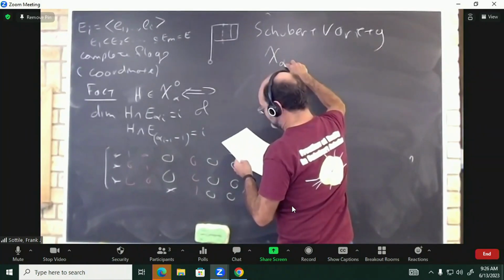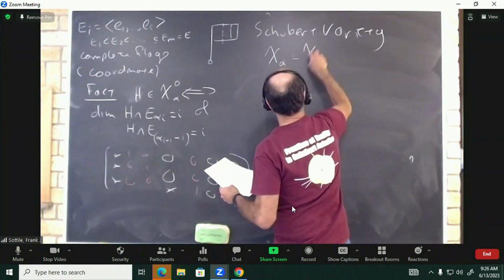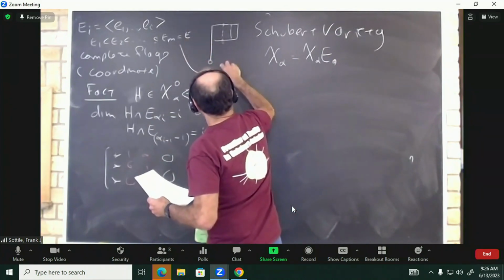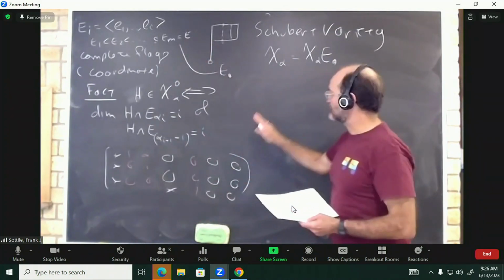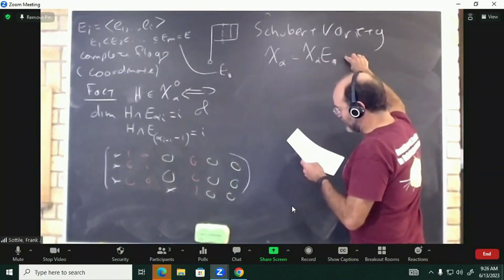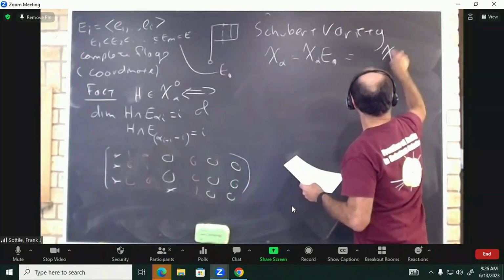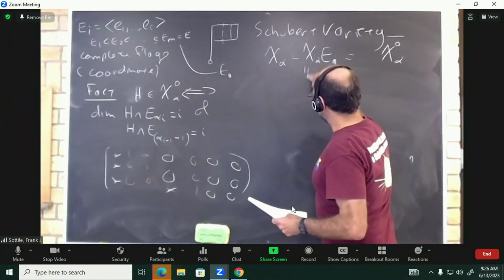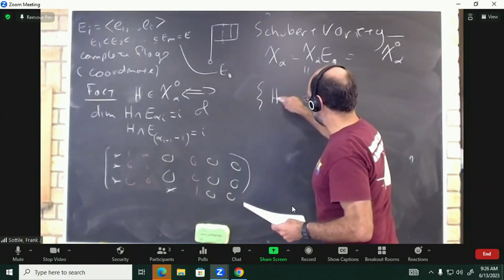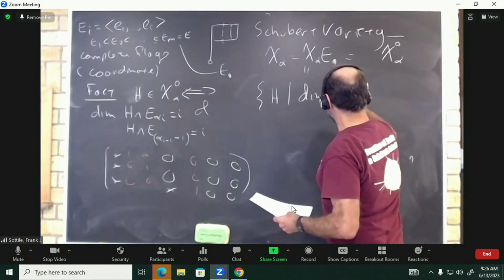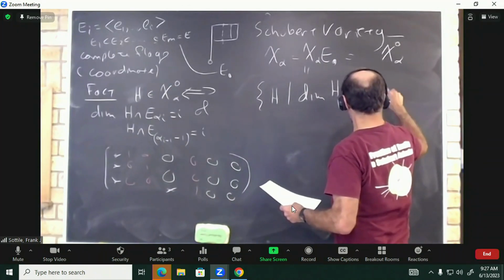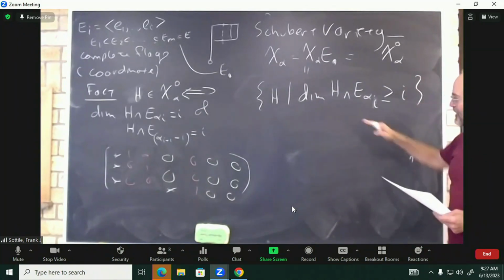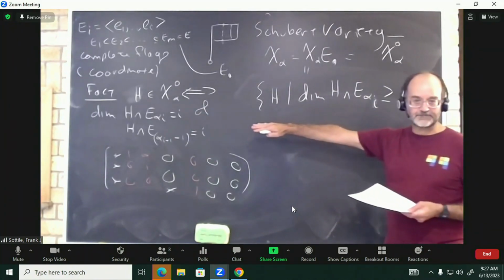I'll just write X alpha, which I'll also write X alpha of E. I'm sorry, I should call this coordinate flag E with a dot. It's okay because it's with respect to this flag, and this is simply the closure of the Schubert cell. This has a little more description. This is all H such that the dimension of H intersect E alpha J is greater than or equal to I. And you can think about why this gives you the closure of this set.